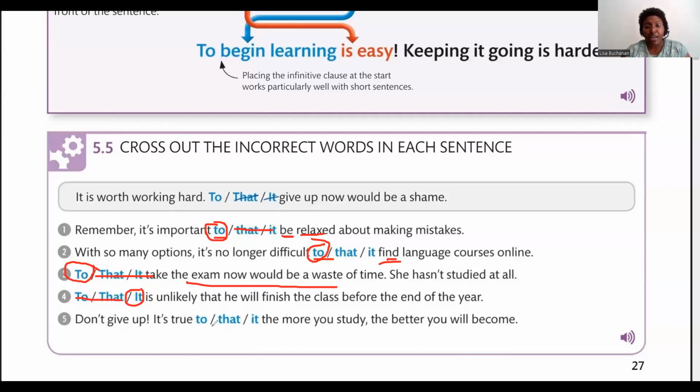Number 5, don't give up. It's true that the more you study, the better you will become. So again, we use that. We don't have any verb to put the to next to, so we have to say that. We can't say to the more you study. At this level, if you're intermediate level, you can even use your ear to know what sounds correct, but we're just showing you the grammar of the sentence so you understand why we create the sentences the way we do.